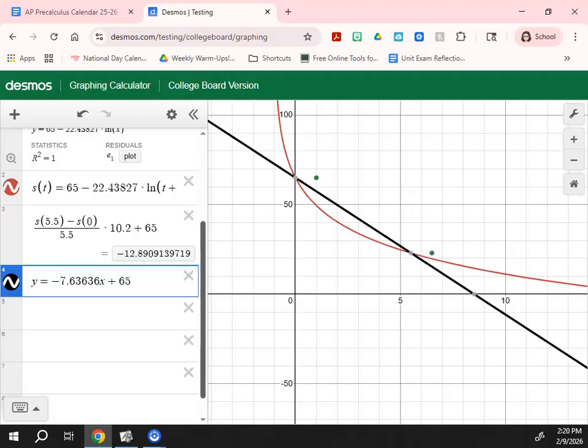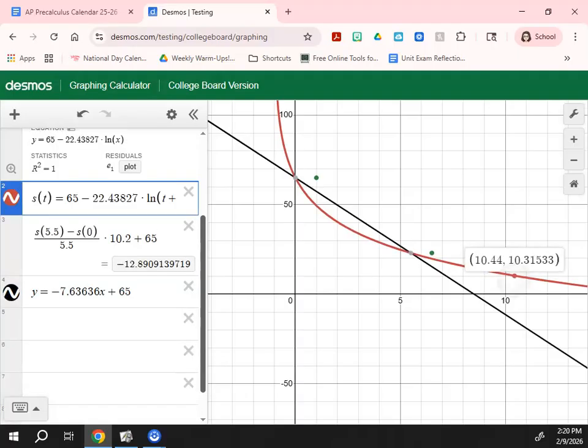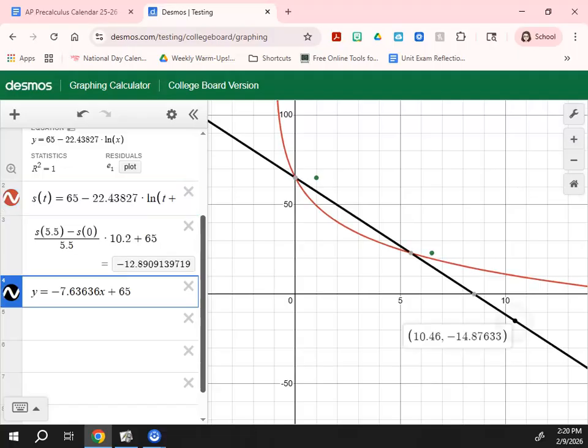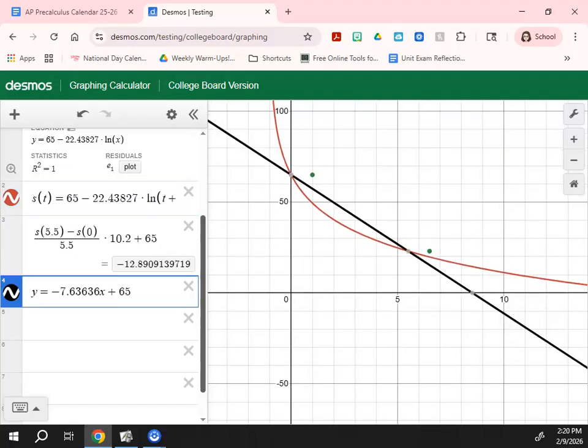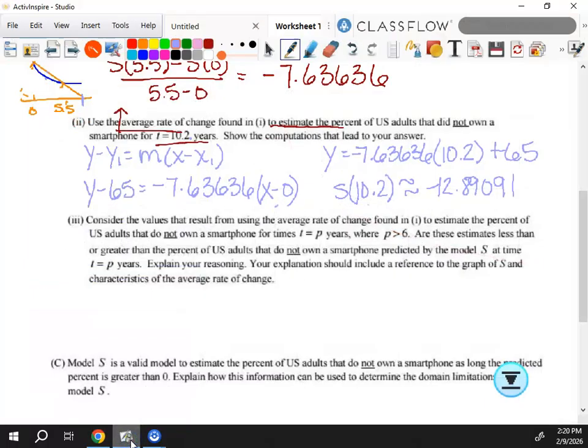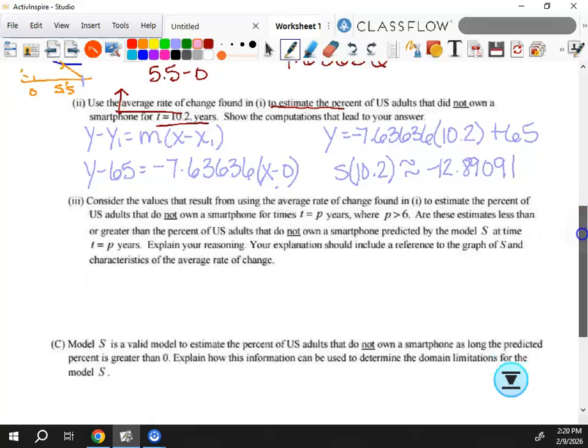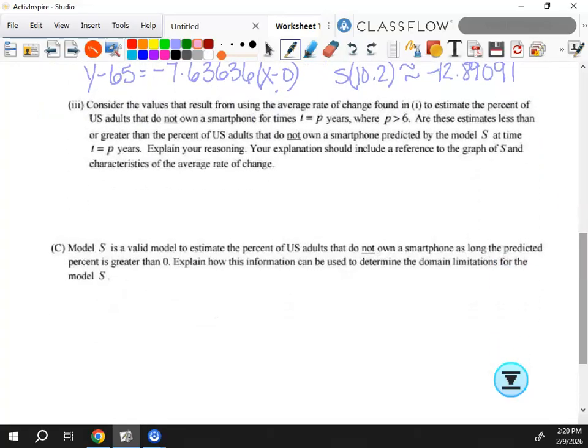Do you understand the difference in what we have here? This is our actual logarithmic regression. This is the line that we just wrote the equation of. Okay. Any questions at all at this point? Okay. Now this next part here, very wordy. The words can get confusing, and I understand that. So let's think through this. Don't let it get all jumbled in your brain. It says, consider the values that result from using the average rate of change found in I.